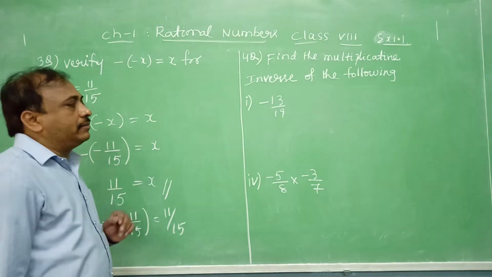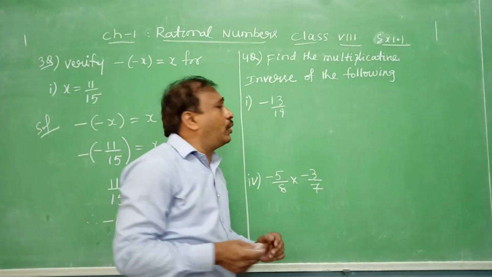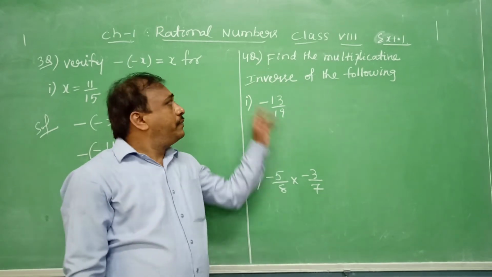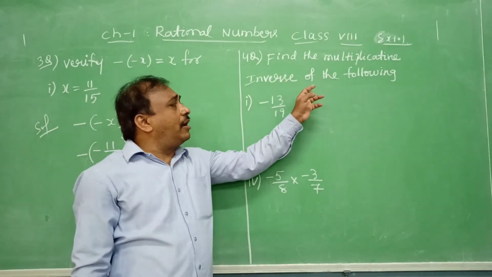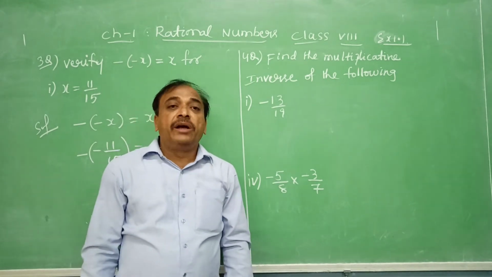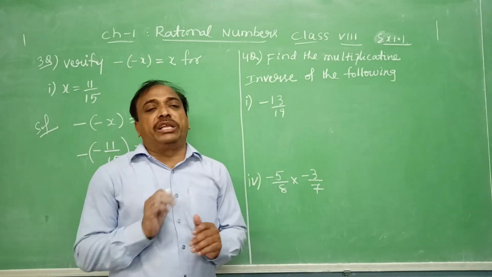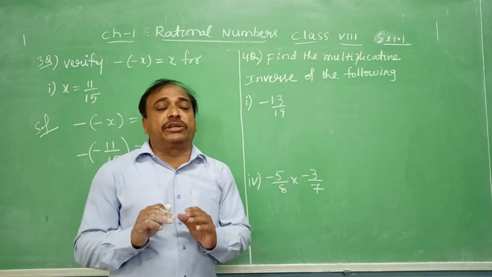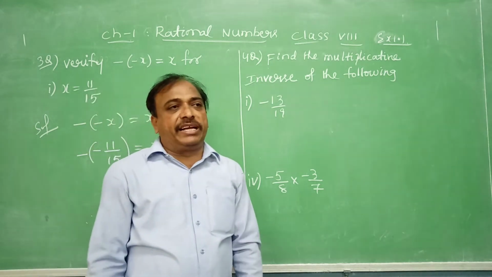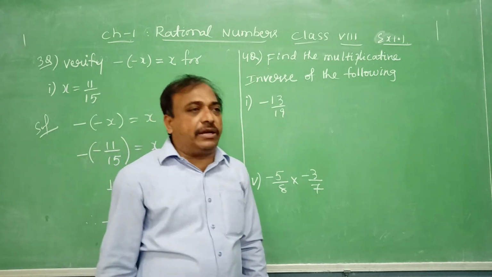Next, question number 4. Find the multiplicative inverse of the following. Multiplicative inverse means what? We know that it is just the reciprocal, numerator to denominator and denominator to numerator, interchanging the numerator and denominator. The product of those two should be equal to 1.